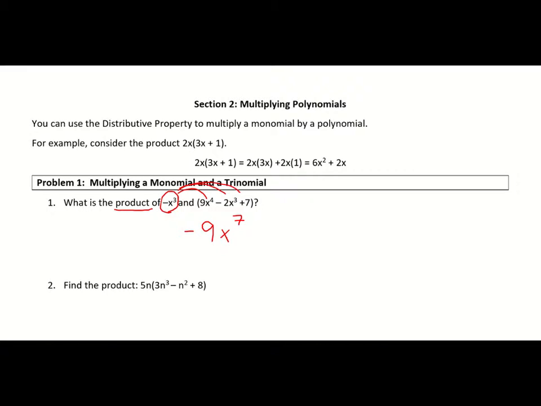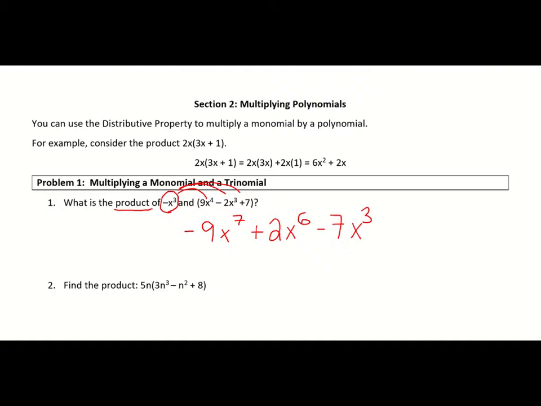Negative x cubed times negative 2x cubed. Negative 1 times negative 2 would make positive 2. The x is going to stay, but we're going to add those exponents together. X cubed and x cubed would make x to the 6th. Finally, negative x cubed times 7. Negative 1 times 7 will make negative 7, and we're going to keep the x cubed. So when you multiply, we're multiplying the coefficients, and we're going to add the exponents.